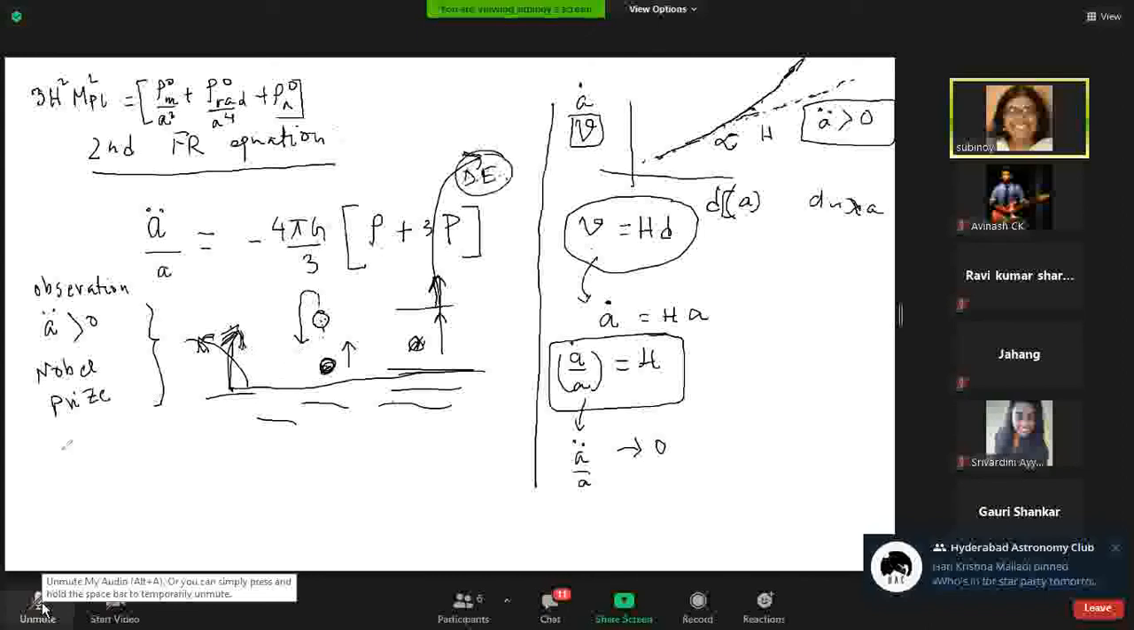How do you know space is slowing down? Because you can see that a goes as t to the power 2/3 in a matter-dominated universe. Yes. So a double dot, how much is it, positive or negative? Can you take pen and paper and do it for t to the power 2/3? You have already found it out.